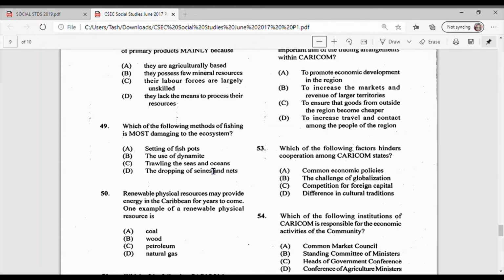Number 50. Renewable physical resources may provide energy in the Caribbean for years to come. One example of a renewable physical resource is coal, wood, petroleum, or natural gas. So we're already sure that petroleum and natural gas are out. Your answer for number 50 would have been letter B.